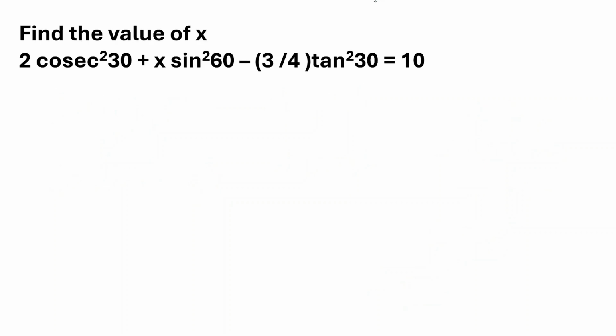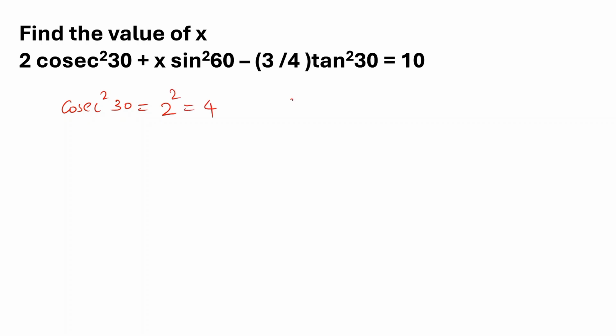Find the value of x. 2 cosec square 30 plus x sine square 60 minus 3 by 4 tan square 30 equals 10. So we can substitute all these values if we know cosec 30, sine 60 and tan 30. Cosec 30 is actually the reciprocal of sine 30. Sine 30 is 1 by 2. So cosec 30 will be 2. And the square of cosec 30? Cosec square 30 will be 2 square, 4.